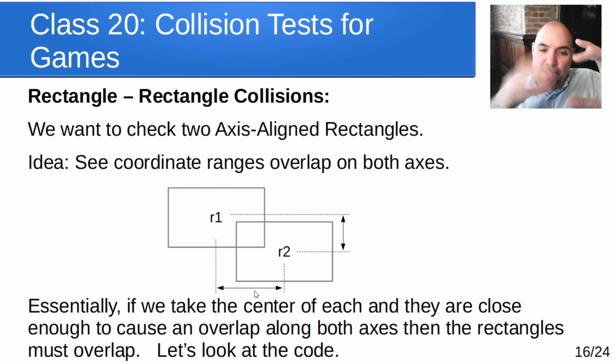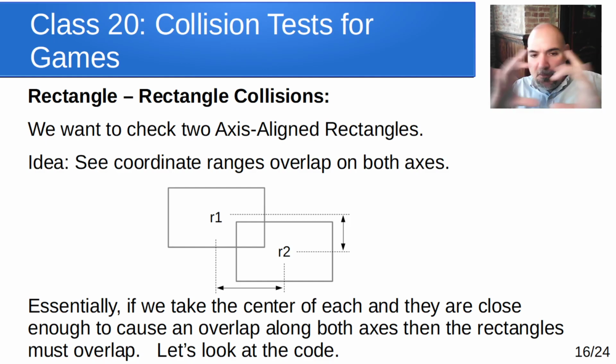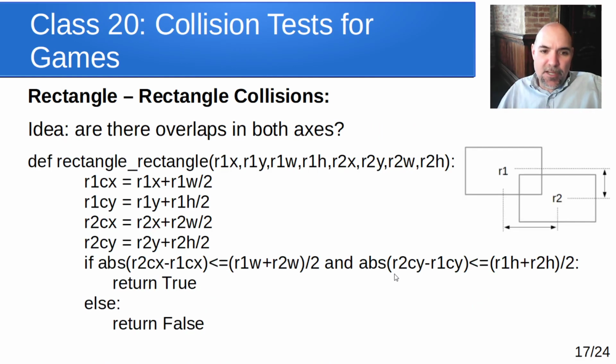And then we do the same thing in y, and if they are truly touching each other, then we have to be overlapped both in x and in y. So in other words, we're going to take the center of each, and if they are close enough to cause an overlap along both axes, X and Y, then the rectangles have to overlap. If it's not true for both axes, they cannot overlap because they're farther apart than they could be in one of the two axes. Let's look at the code.